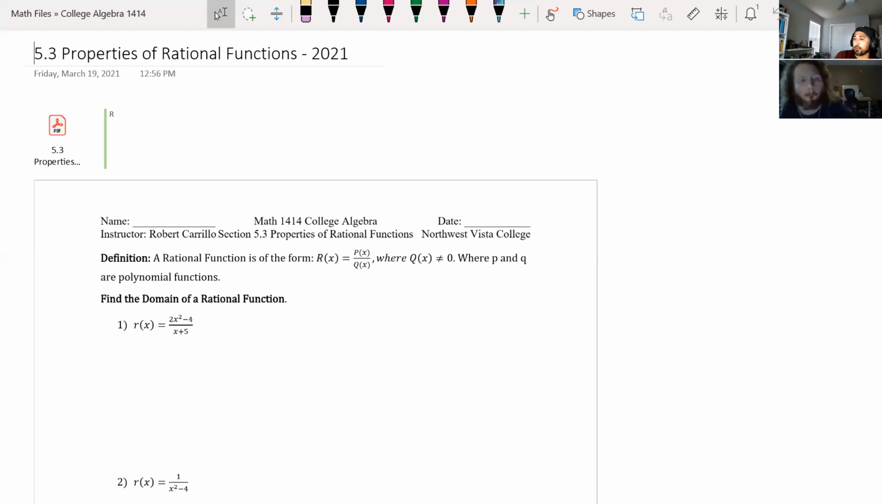Let's start off with the first page. Should be a nice refresher for you guys. We are going to start off by finding the domain of a rational function. And remember, a rational function is in the form of r of x equals p of x over q of x, where the denominator q of x cannot equal 0, and p and q are polynomial functions. So rational is just fancy for fraction.